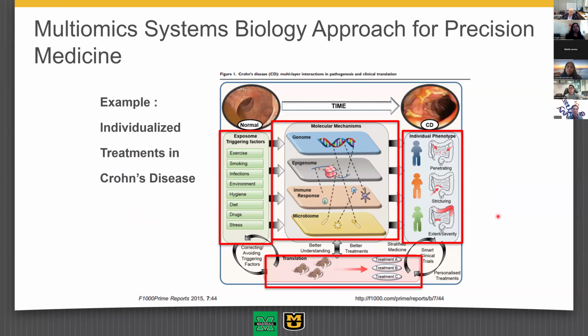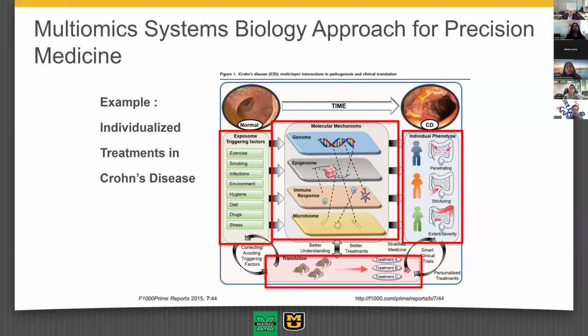And there are many examples in this realm. So this one is in Crohn's disease, where you can see all the different triggering factors, and you can study the impact of these by integrating the different omics layers, use it to stratify the patient population, understand the links to these individual phenotypes, but at the same time, use the information that's coming from animal models at the bottom over here so that you can design the treatments that are most suitable for each of these individual types.